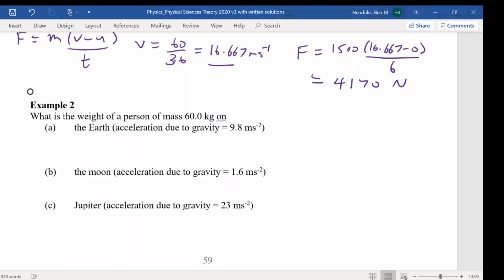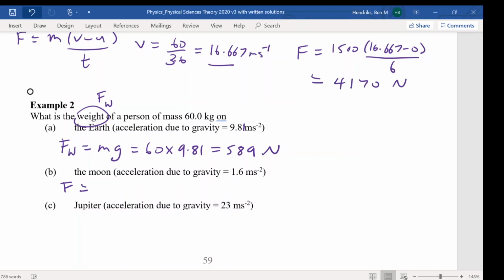Okay, what is the weight of a person of mass 60 kilograms on the Earth? Acceleration due to gravity is 9.81 meters per second squared. Just remembering that weight is a force, and sometimes we put a little subscript W in there. So the weight force is equal to mass times gravity, which is equal to 60 times 9.81, which is equal to 589 newtons.